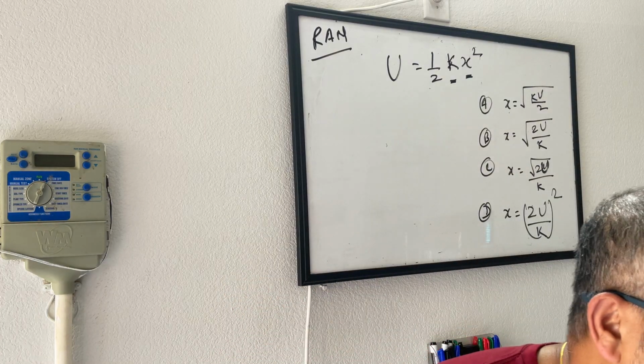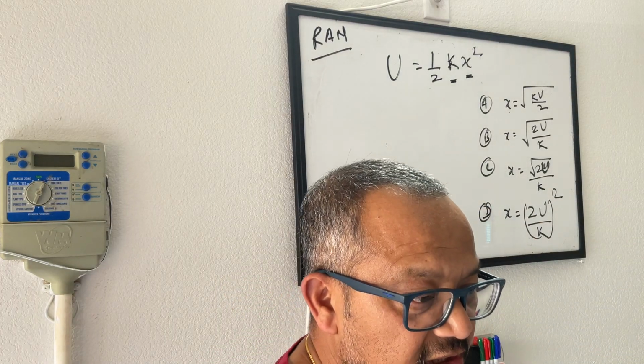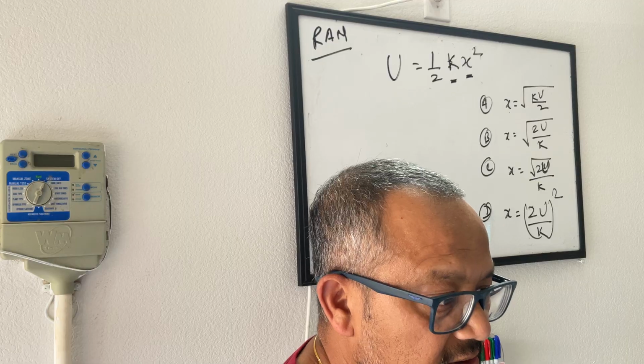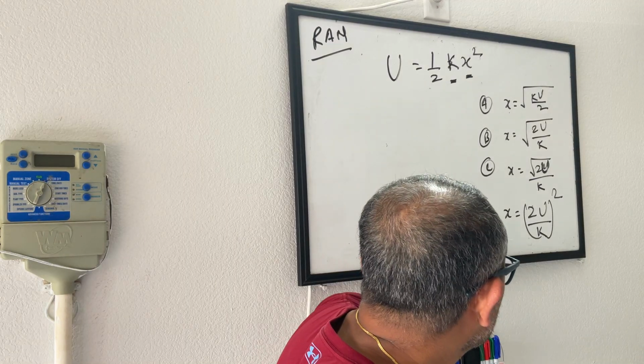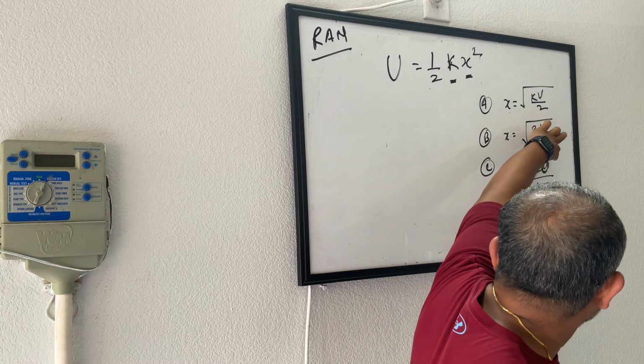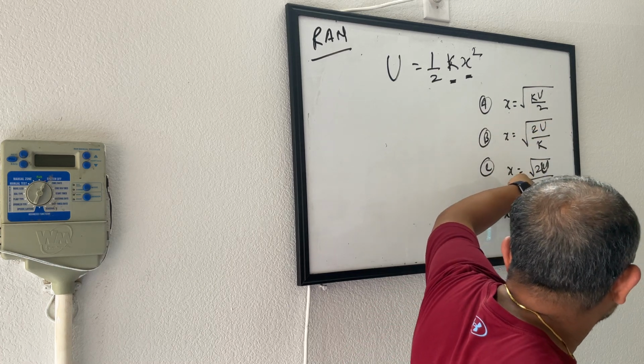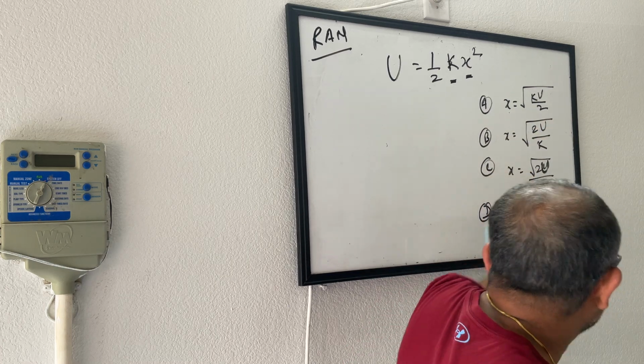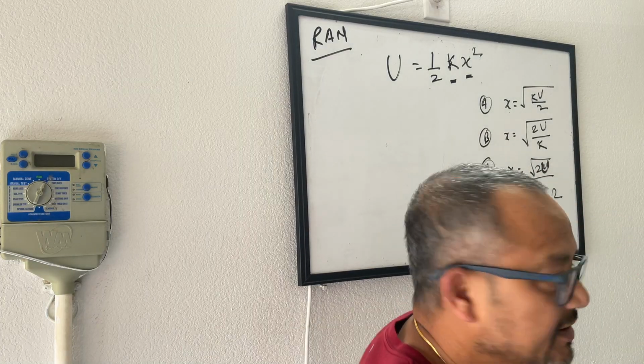Yes, Dave. Which option are you leaning towards? Difference between B and C. Yeah, so here x is the square root of 2u divided by k. Here it is 2u by k whole square. Yes, Vishal.